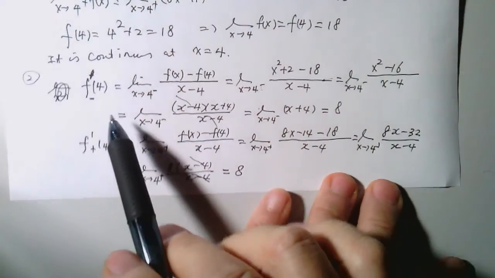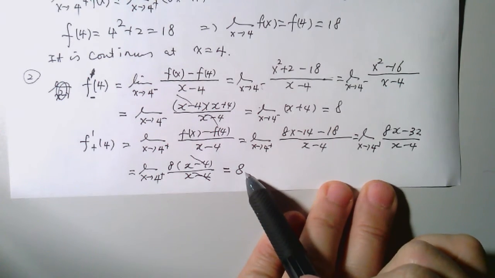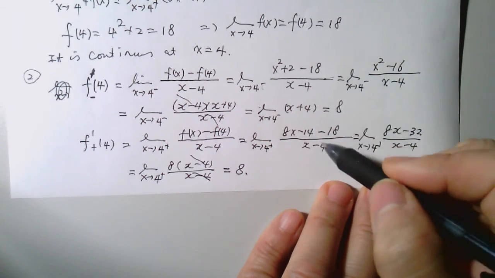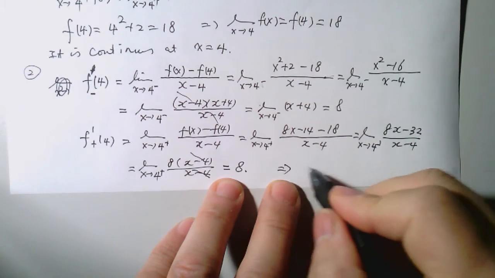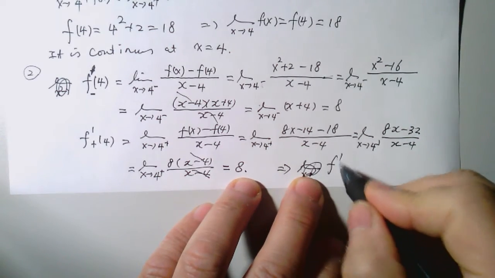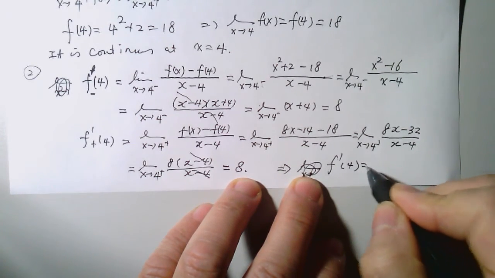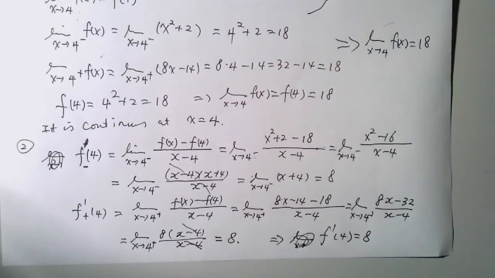So the derivative from the left and the derivative from the right are the same. You can see both equal 8. That means the derivative at 4 exists and equals 8. So that function is differentiable.